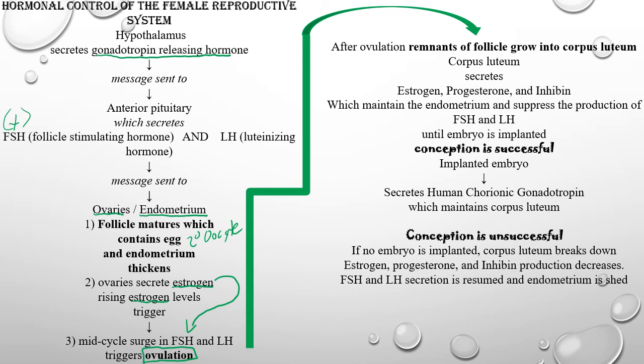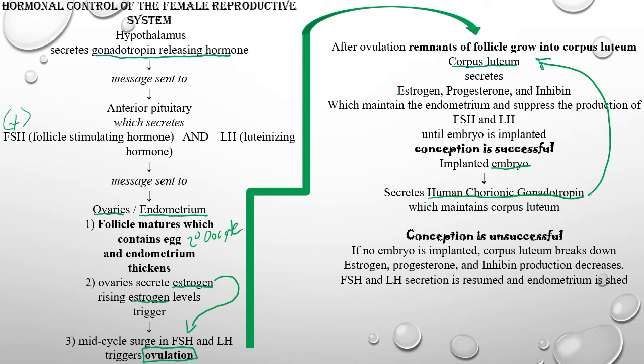Ovulation then gives us the production of a corpus luteum. The corpus luteum is going to be active if implantation occurs. So if implantation occurs, we end up with an embryo that is implanted, and the embryo is now going to be producing human chorionic gonadotropin. That is then going to feed back to the corpus luteum.